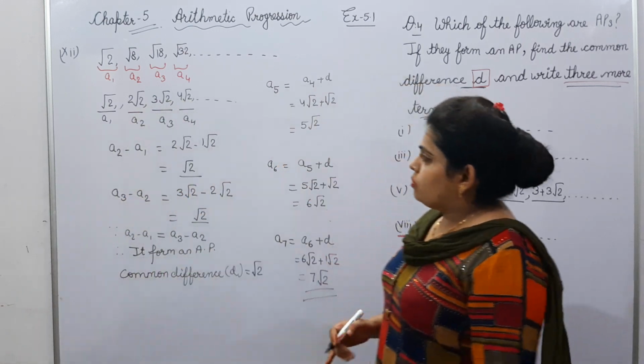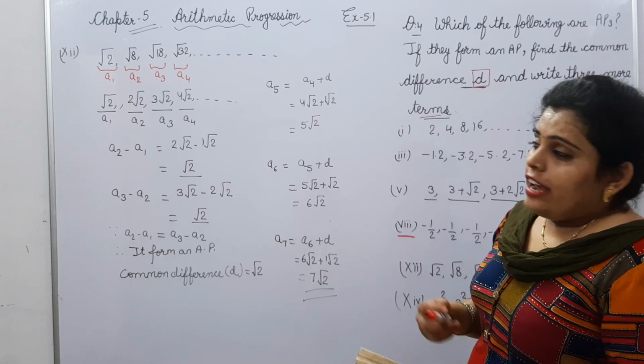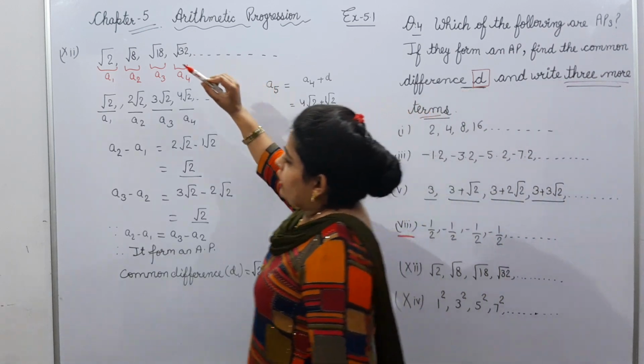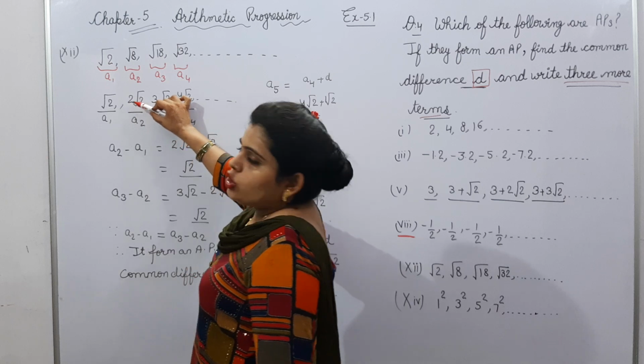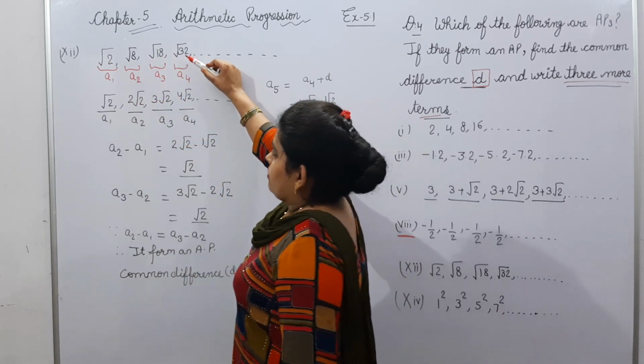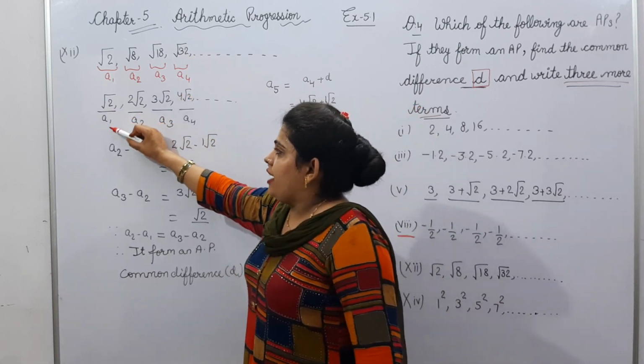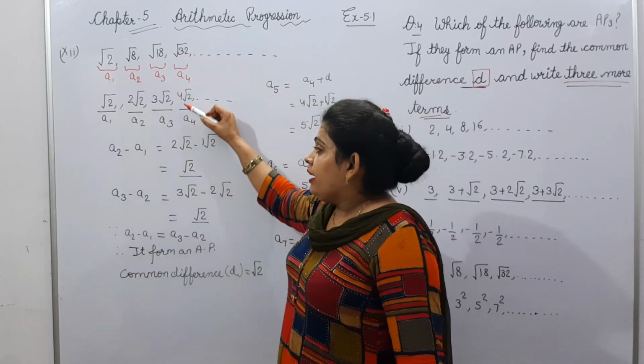I am repeating this, beta. What we have done? First of all, we have simplified these root terms. Root 8 can be written as 2 root 2. Root 18 can be written as 3 root 2. Root 32 can be written as 4 root 2. And like this is A1, A2, A3, A4.